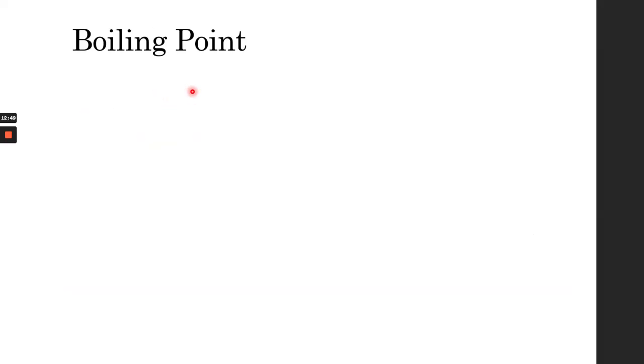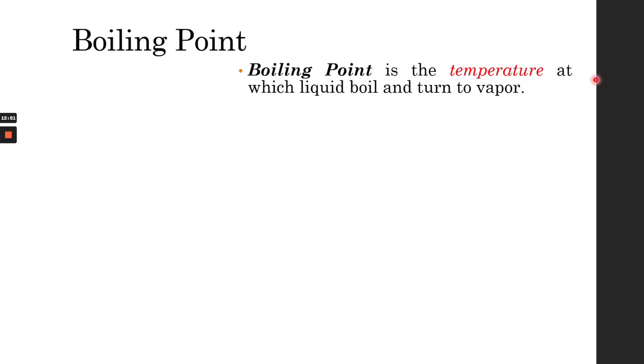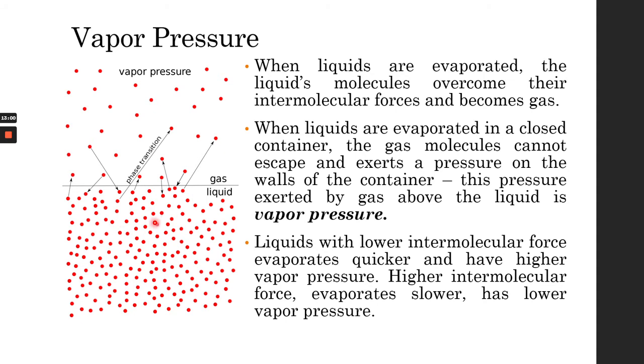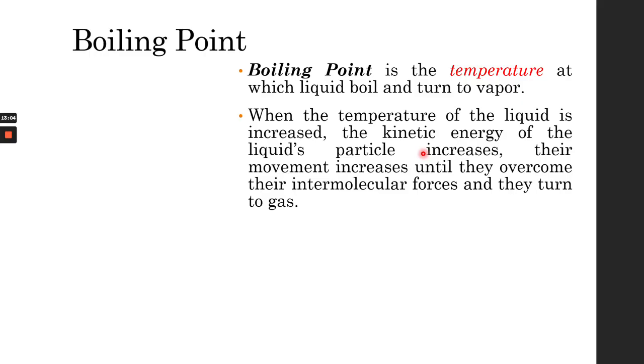Next, boiling point. When we talk about boiling point, it's basically the temperature at which a liquid boils and turns to vapor. It's related to vapor pressure because in order for the liquid to turn to gas, you have to boil it. When the temperature of the liquid is increased, the kinetic energy of the liquid particles increases, and they keep moving until such time that they overcome the intermolecular forces and switch phases from liquid to gas.